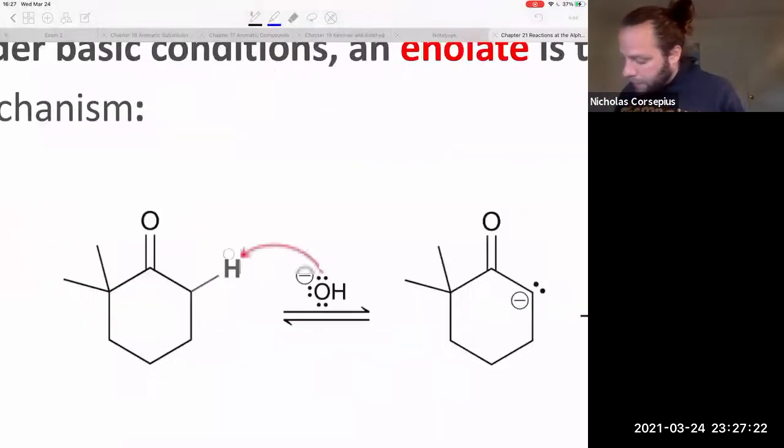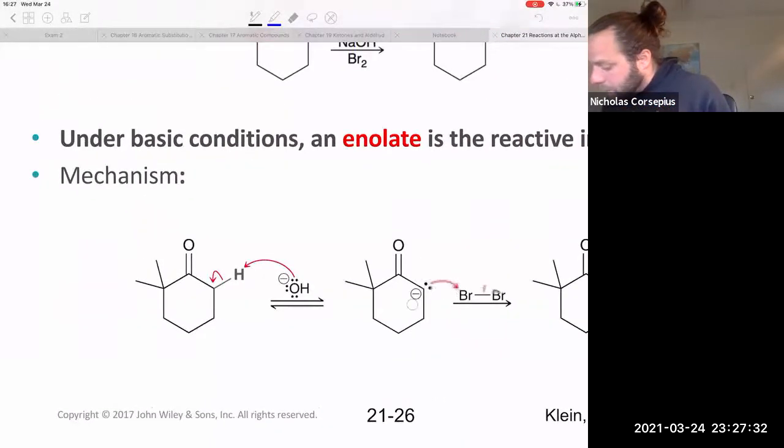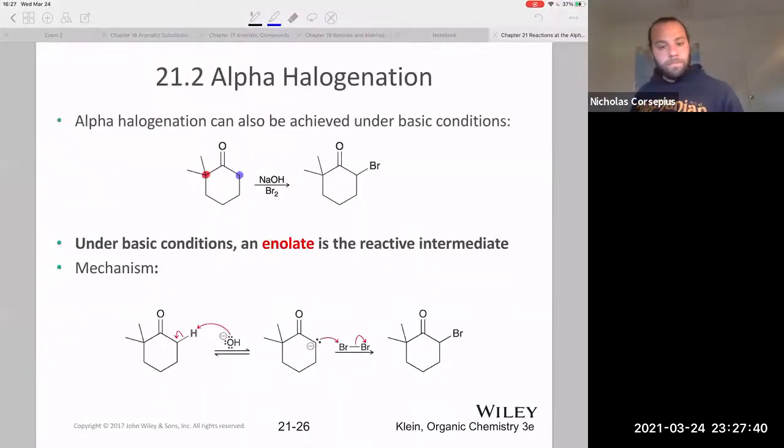Here we have, again, the whole shtick of this chapter: that alpha hydrogen is relatively acidic and can be removed. And then our enolate ion will act as a nucleophile attacking bromine. So this is sort of the same reaction, but occurring under basic conditions.